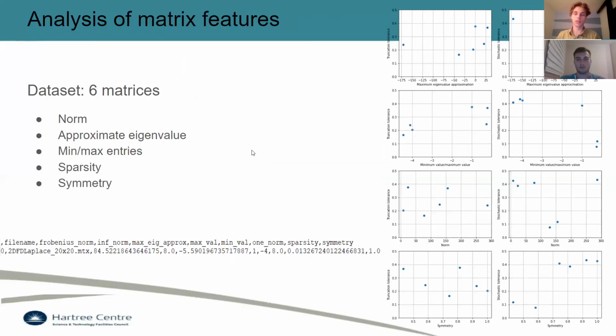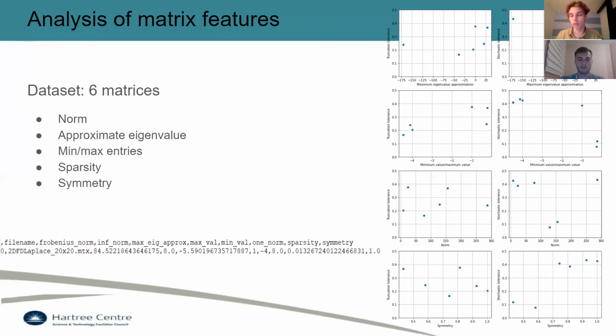One step towards a more general algorithm would be considering matrix features, such as matrix norms, approximate eigenvalues, minimum and maximum entries of the matrix, sparsity, and symmetry. They could be used to build a model that has matrix features as another dimension and allows inferring optimal parameters for similar matrices. In this project, we considered 6 sparse matrices, but such a modification would require more data and larger matrices.